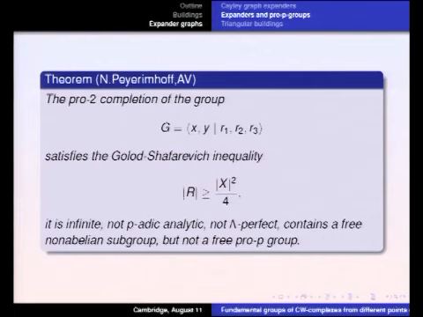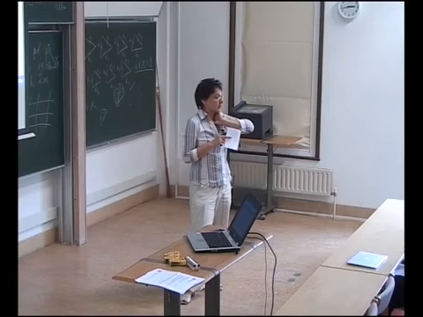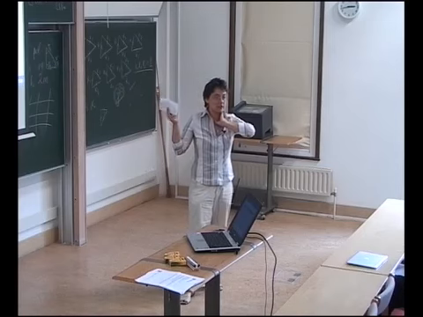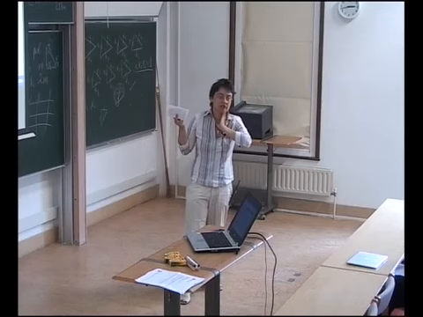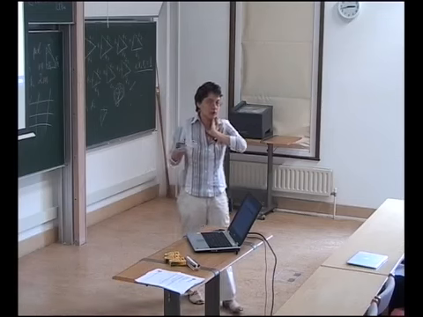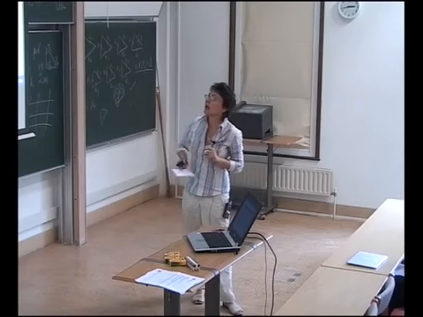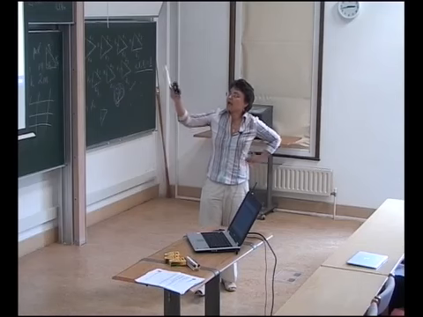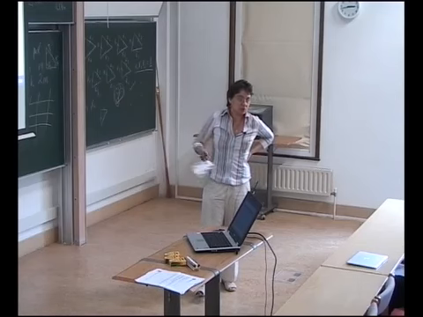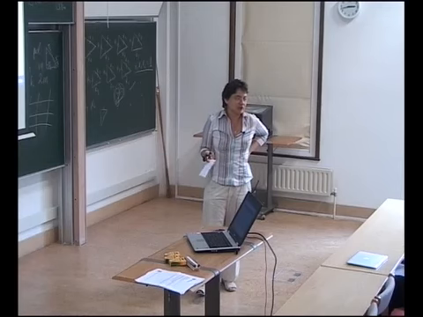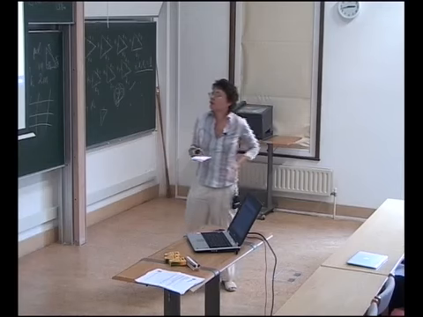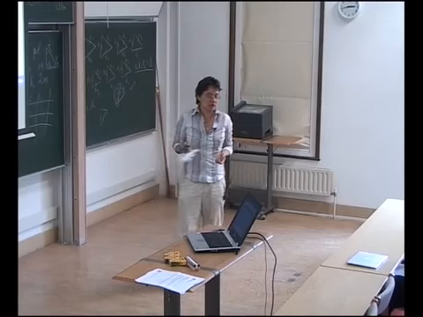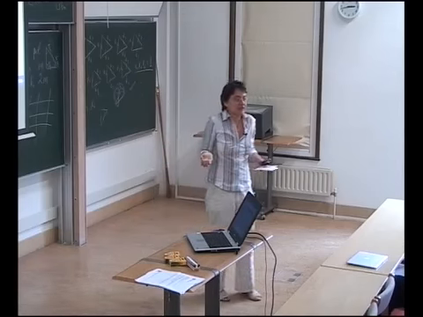And not just at the group, but at its pro-2 completion. It's kind of strange from the point of view of pro-p groups. For example, it behaves as a finite group. It satisfies the Golod-Shafarevich inequality. So R is the number of relations, and X is the number of generators. So X is equal to 2.